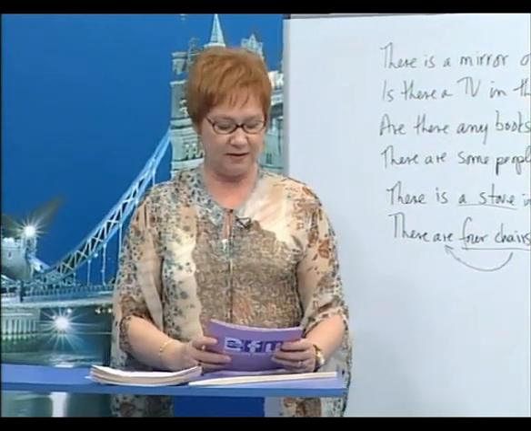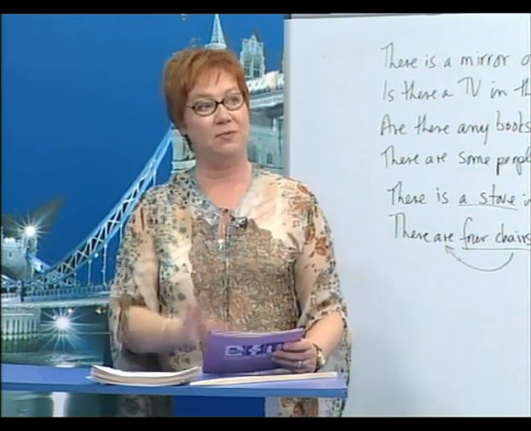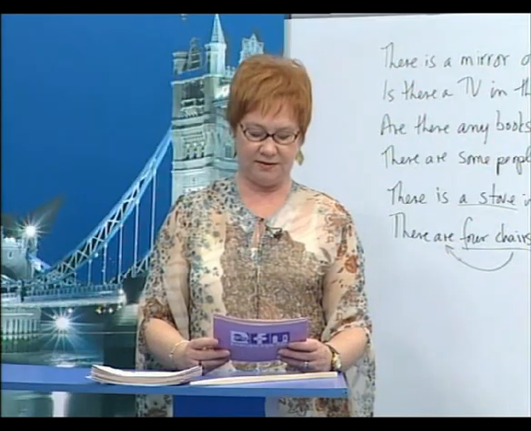Okay. And Susan, do we use a or an with non-countable nouns? No, we don't. We only use a or an with countable nouns or adjectives with countable nouns. Yes, good. Can you give me an example, please? Yes. For example, we can say a table or an American television, but we can't say a furniture because furniture is a non-countable noun. Yes, good.